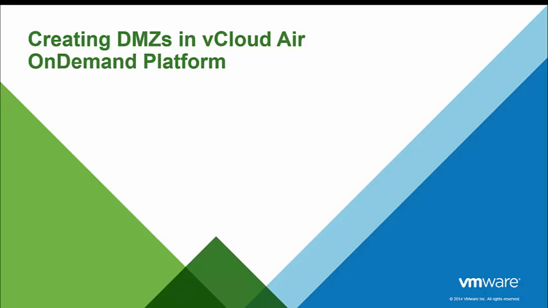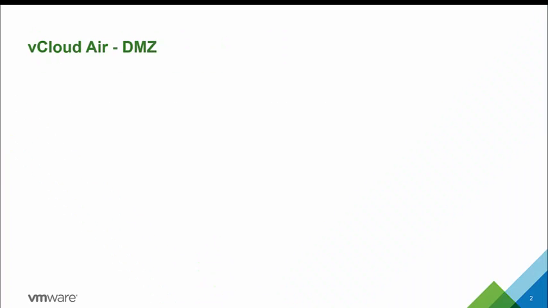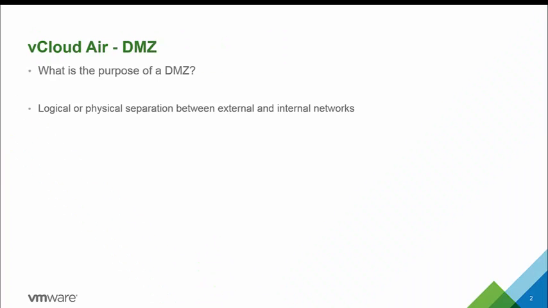On today's Tech Talk, we'll be talking about creating DMZs in vCloud Air on the OnDemand platform. So what is the purpose of a DMZ? Well, a DMZ is a logical or a physical separation between the external network, which would be a WAN or the internet, and internal networks, for example, the local area network or LAN, or inside the vCloud Air networking.